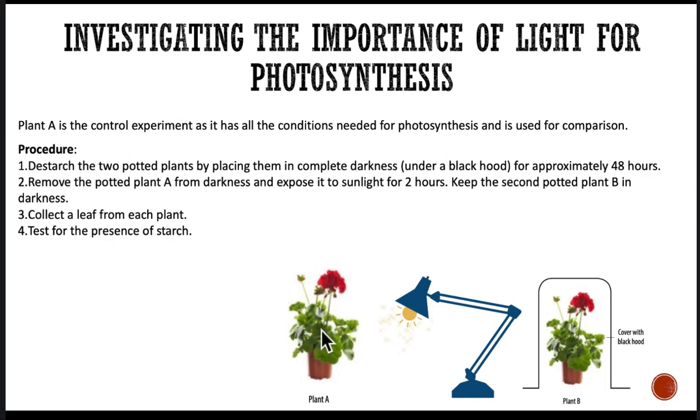First of all, we're going to take both plants and place them in complete darkness under a black hood, just like plant B, for approximately 48 hours. Why are we doing this? It is just to remove any starch that has been produced previously by photosynthesis.